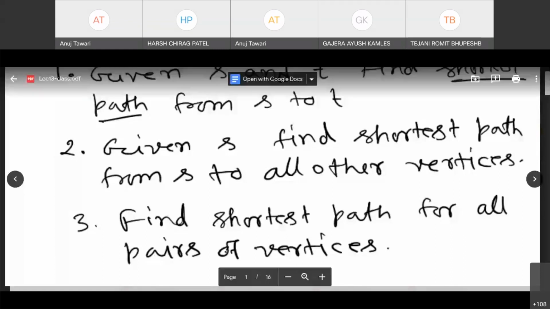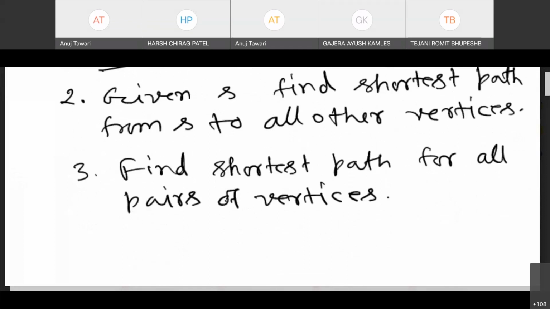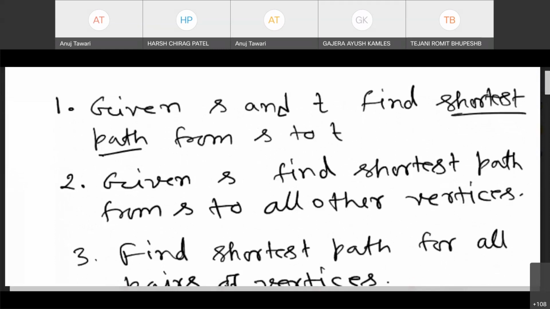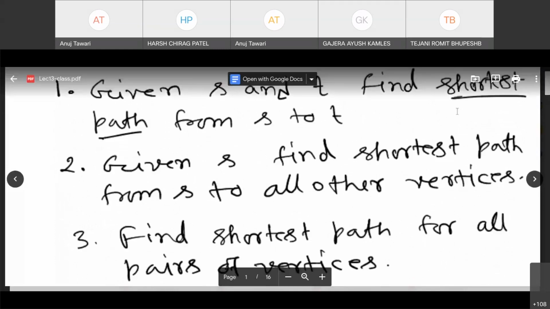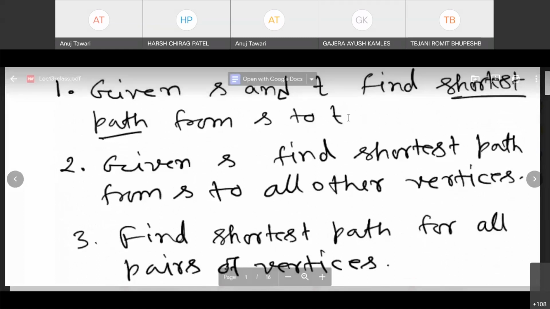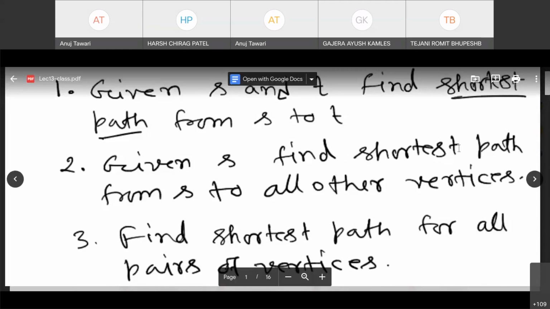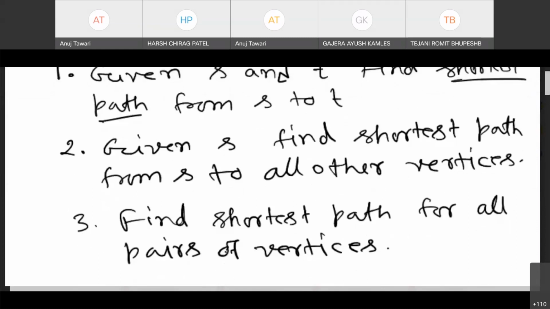Right? So this is why graph algorithms are studied quite a lot. And let's see how to solve this problem. We will see all three of them. First, we want to find the shortest path from S to T. Second is the single source shortest path problem: the shortest path from S to all other vertices. And this is the all pair shortest path problem, which is finding the shortest path for all pairs of vertices.